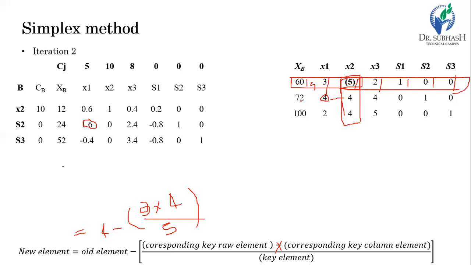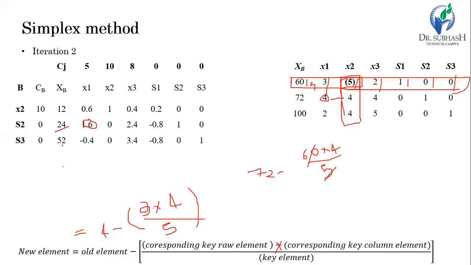For getting the value of this 72, we can apply the equation as 72, the old element, minus the corresponding key column element and the corresponding key row element. So this is the corresponding key row element, this is the corresponding key column element. So it is 60 times 4 divided by 5. So here 5 will cancel out, and 12 times 4 is 48. 72 minus 48 is ultimately 24. So in this way, all the elements you can calculate here.